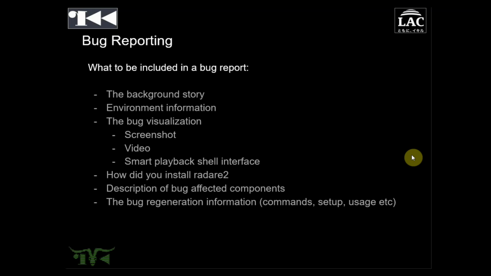And bug reproduction information is important. It can be commands that trigger the bug, or setup steps that trigger that bug. The setup can be related to the environment information. For example, in the shell, there are shell macros or variables or other environment data that will probably affect the way you install that Radare2 version. And then the usage, the way you use Radare for some activities, can probably cause that bug too.